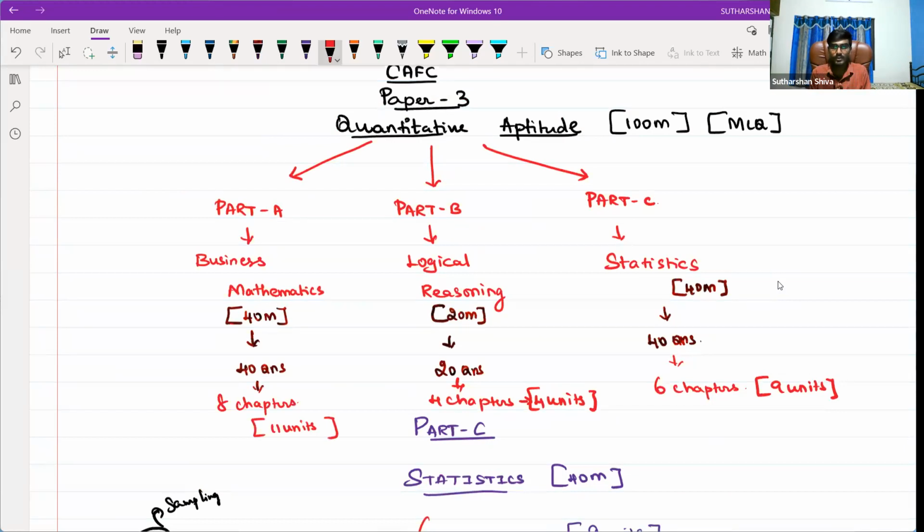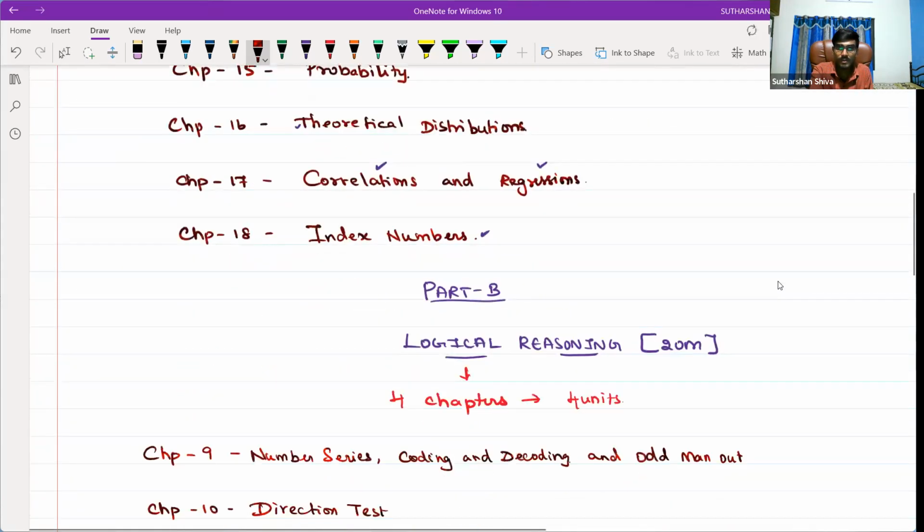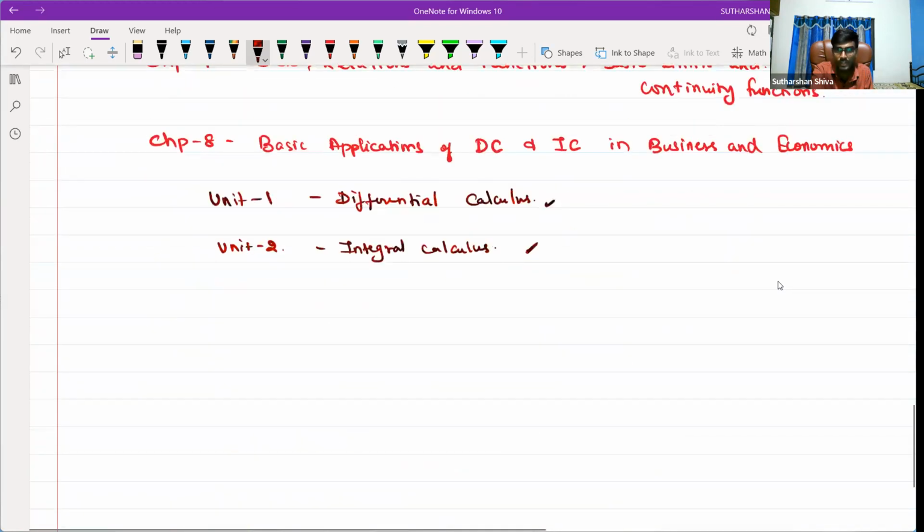Okay, these 11 units, if you put together, how many chapters? Put together, total 18 chapters. These 18 chapters in our classes, we will say as total 24 units. Once you complete these 24 units, your entire paper number 3 will get over. Okay, so this is about paper number 3 introduction.